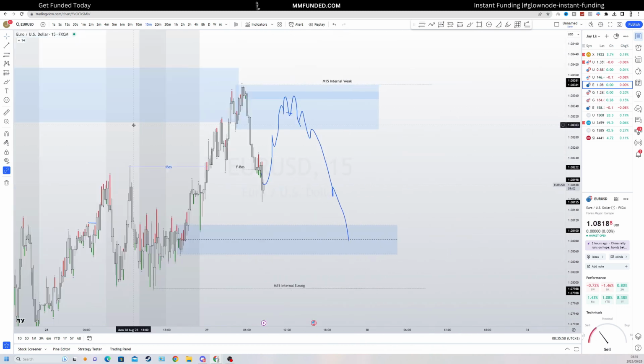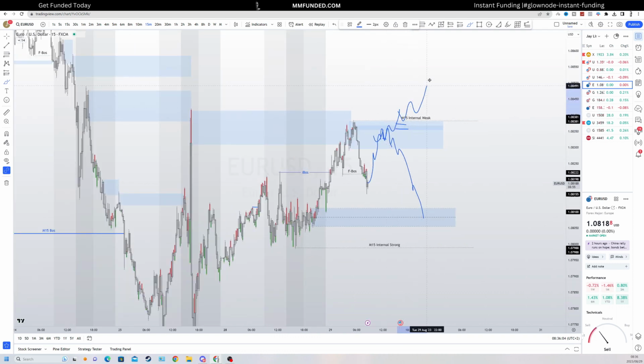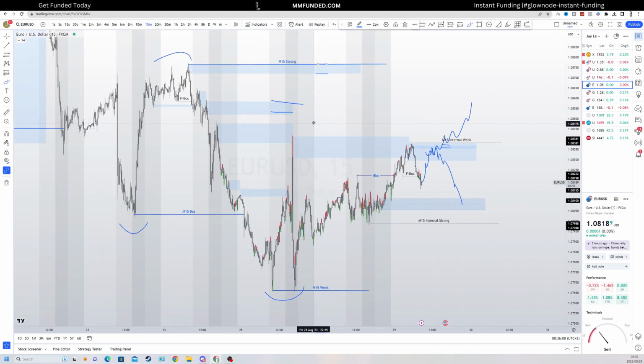Yeah, again, we'll react on what price does. If price fails this area of supply, valid to look for longs to continue riding price into deeper areas of the M15 swing strong, in deeper areas of supply.